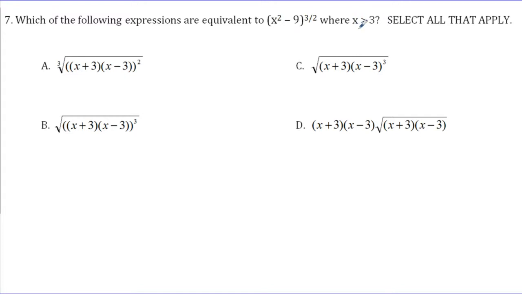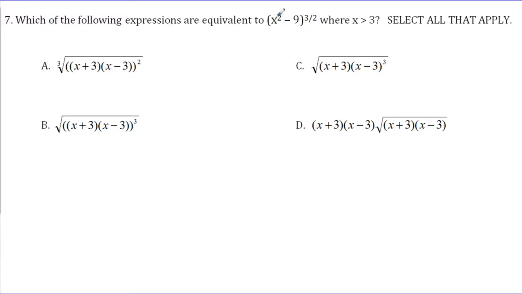This is a domain restriction, and so this is basically saying we're just going to tell people don't put negative numbers inside of here, because that will be a problem. So don't be thrown by this. It's just a part of the problem that's necessary, but for us really doesn't apply to answering the question.